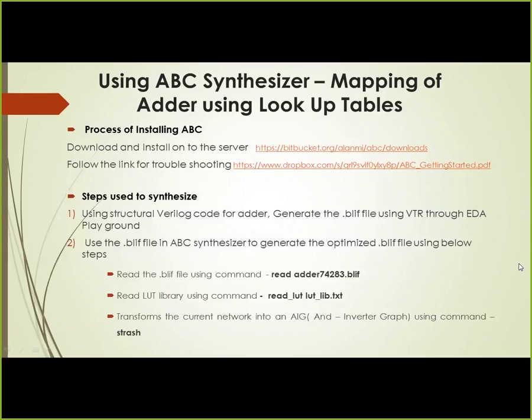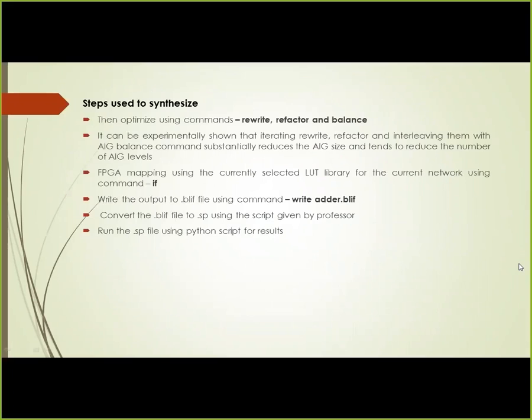Once we generate the BLIF file, you read it using the command read adder 74283. Then you need to read the LUT library, the library which the professor has provided to us, using the command read_lut_lib.txt. That is my file name. Then we need to use the command strash. This is the main command we need to use to transform the network to an AIG, that is, an AND inverter graph.